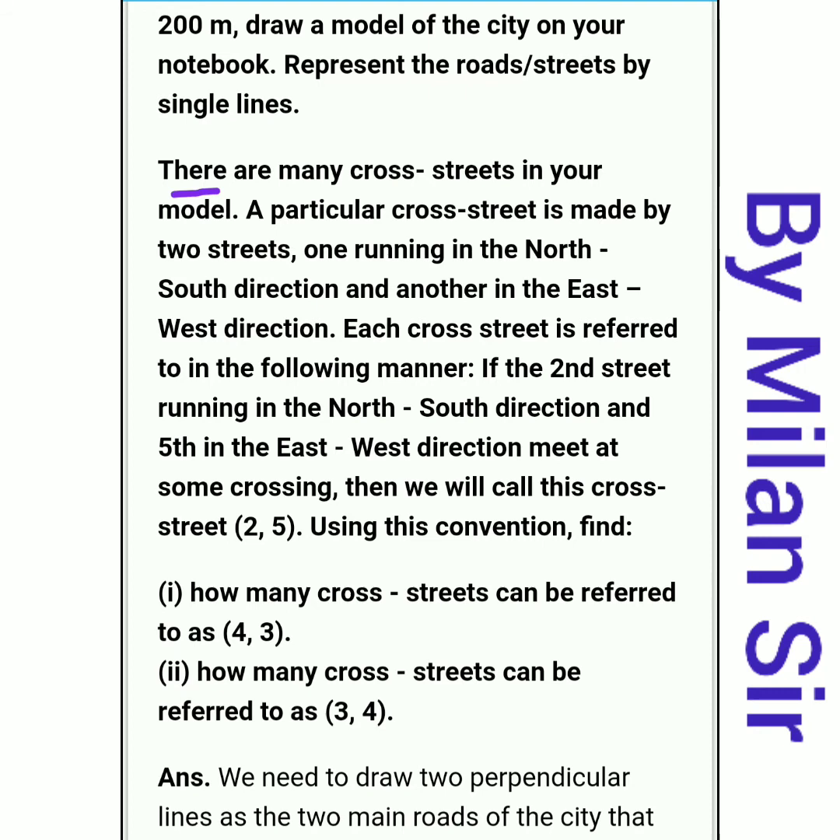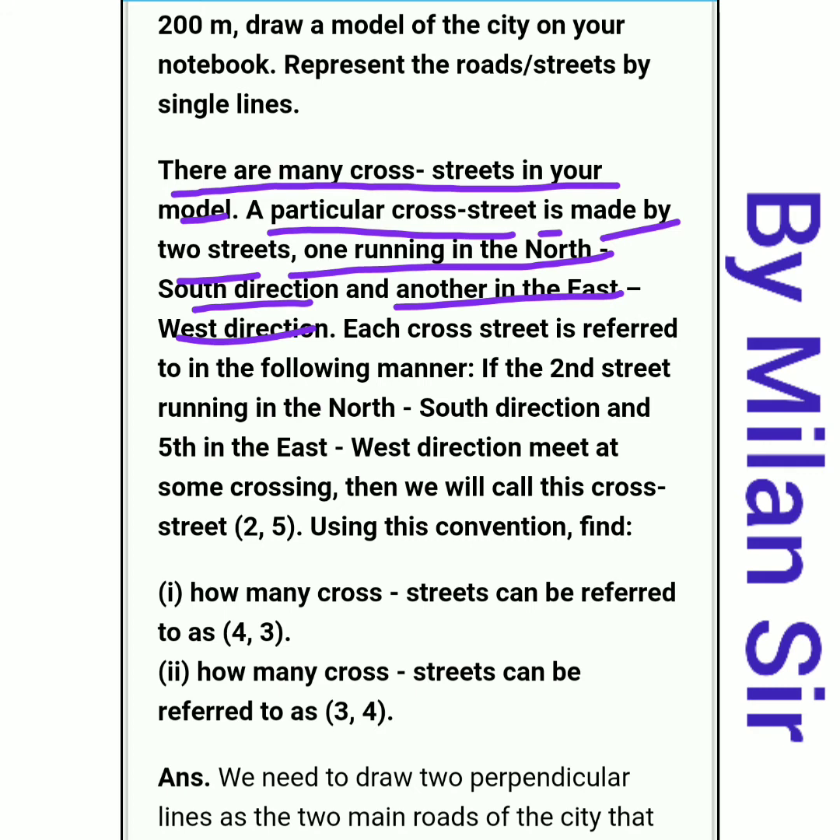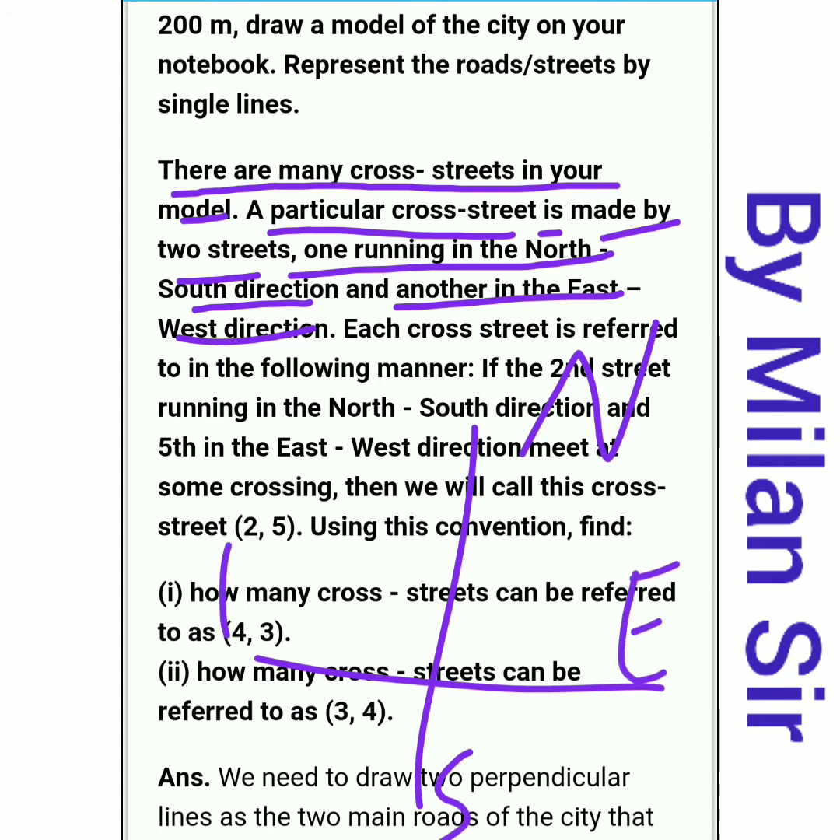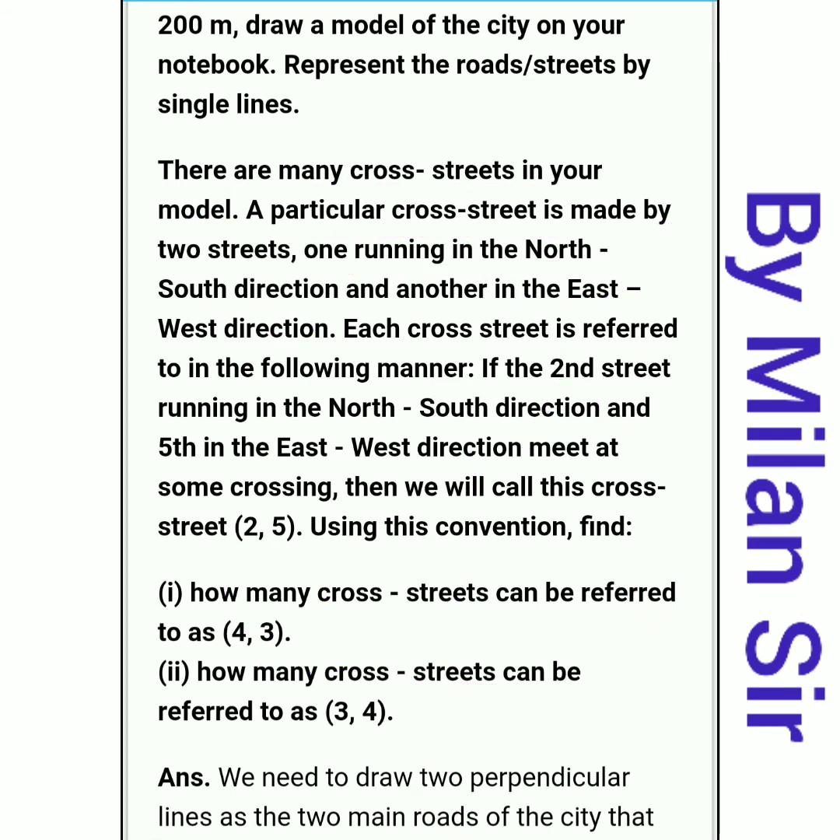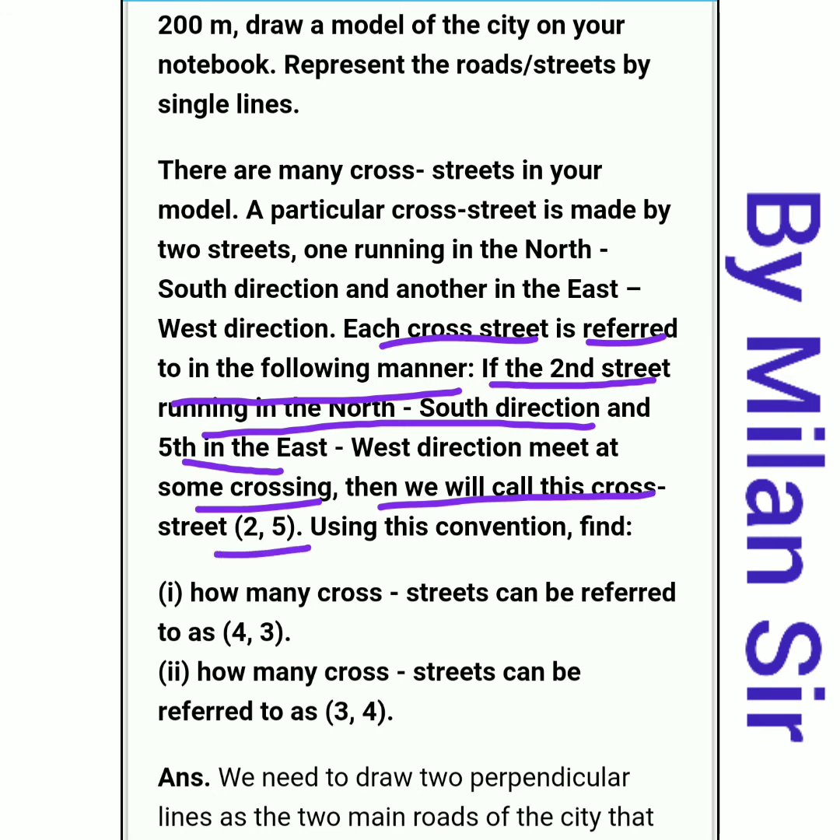Further, there are many cross streets in your model. A particular cross street is made by two streets, one running in the north-south direction and another in the east-west direction, like this cross street. Each cross street is referred to in the following manner. If the second street running in the north-south direction and the fifth in the east-west direction meet at some crossing, then we will call this cross street (2, 5).